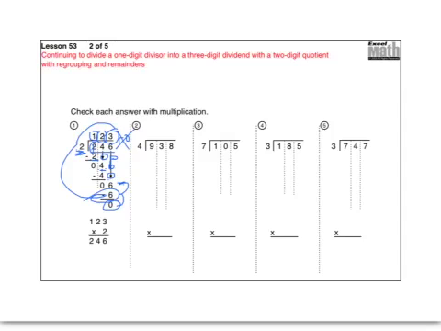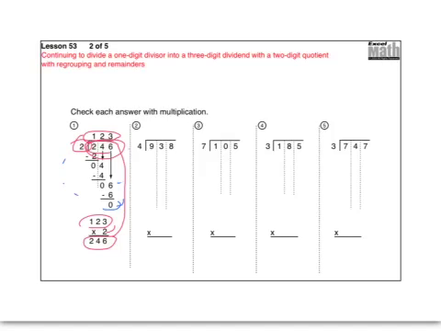Then we take our quotient, our answer. Let's see if we can get this erased. It's kind of becoming a mess here. All right, so we're going to take our quotient, 123 times 2, which is 246. That matches up with our dividend, and so we can feel confident about our answer.